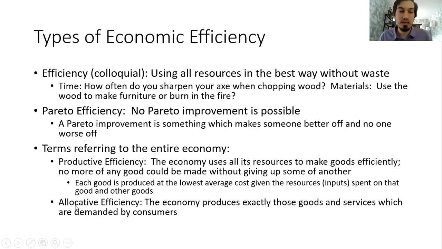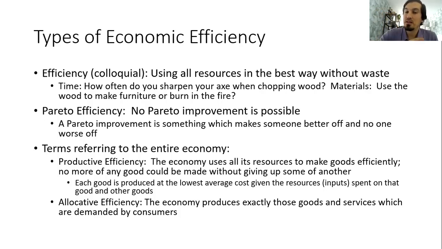Okay. Time to go to the next bullet point, allocative efficiency. This is a little bit different. It's another goal for economists, but it's not about how you produce goods, it's which goods and which services you are producing. And what does it mean for the economy to achieve allocative efficiency? It means it's producing exactly those goods and services which are demanded by consumers.